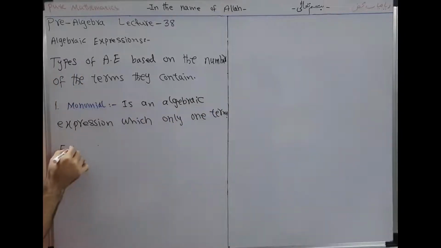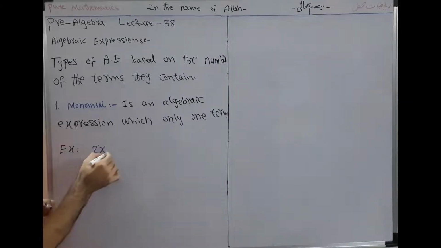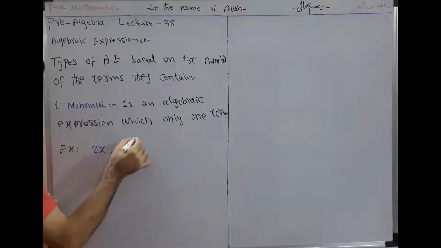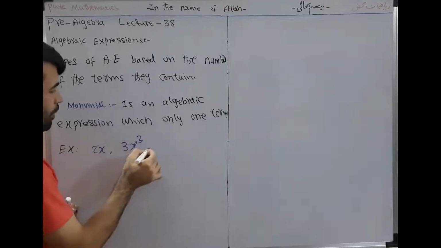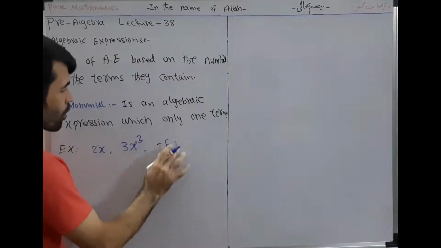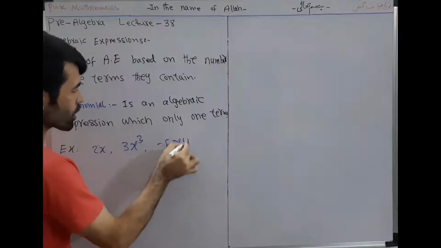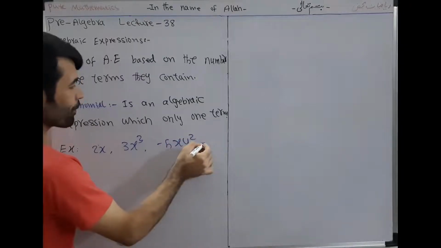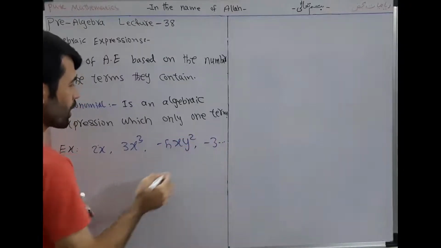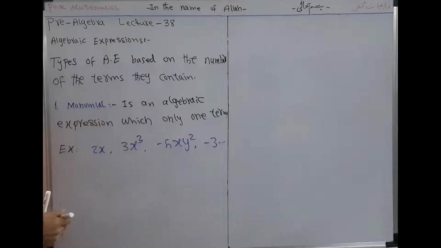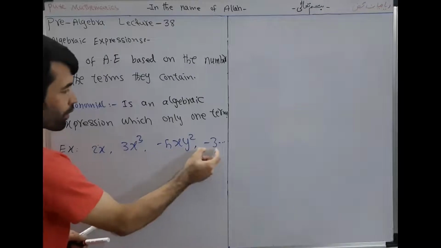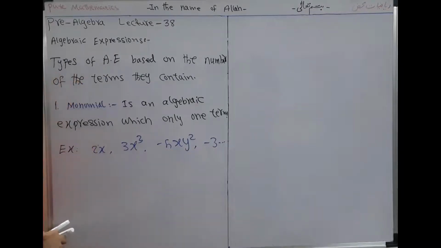Example: 2x, 3x square, minus 5xy square, minus 3, and so on. They are called monomials because they have one term. Every one of them is one term. Therefore, they are monomials.